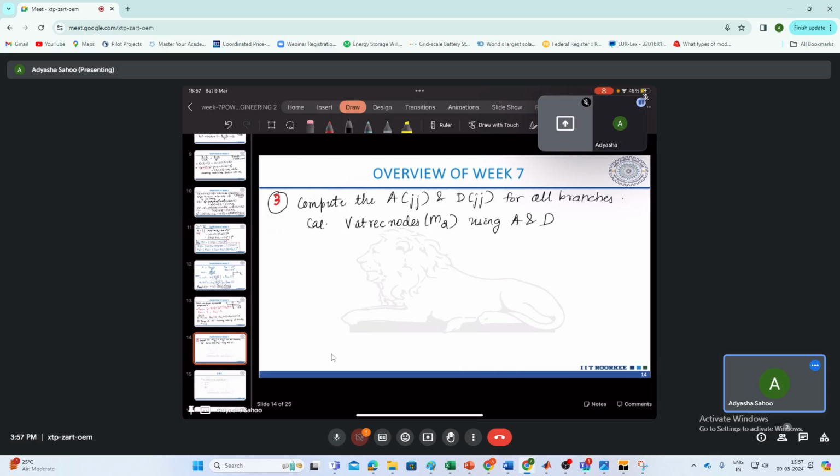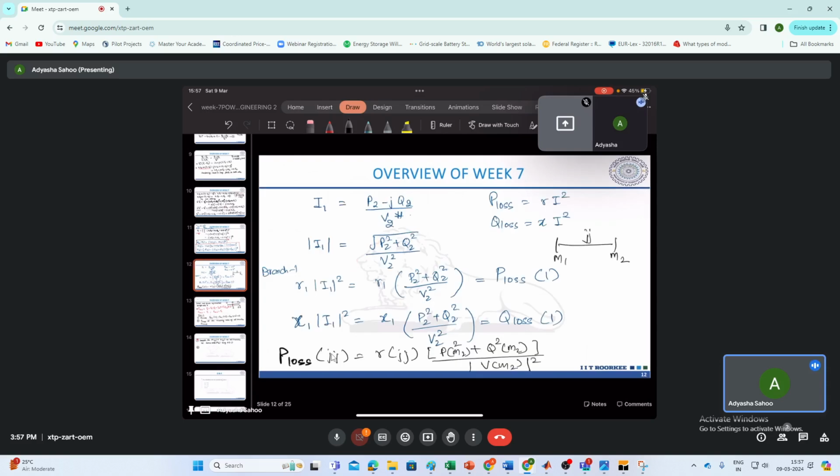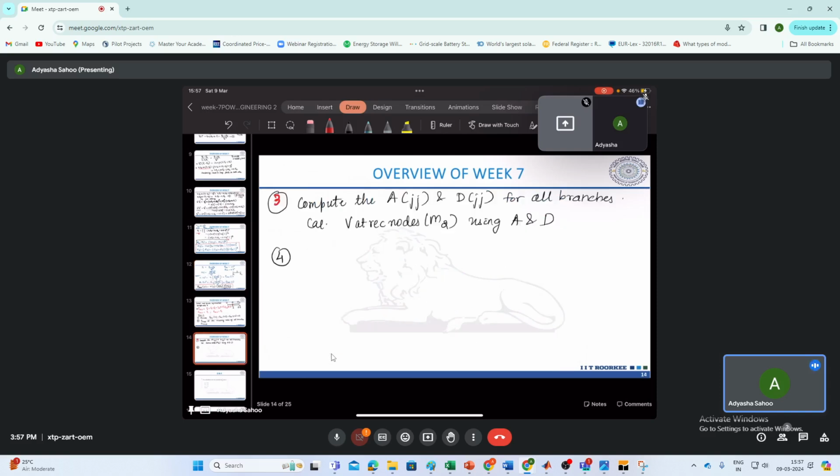Now, once you have calculated this, then again you can calculate the losses at the end of first iteration using this formula. Because here you know V2 now, Vm2, from that you can calculate losses. So calculate P loss and Q loss in this branch JJ basically using Vm2. So that will be the end of your first iteration.